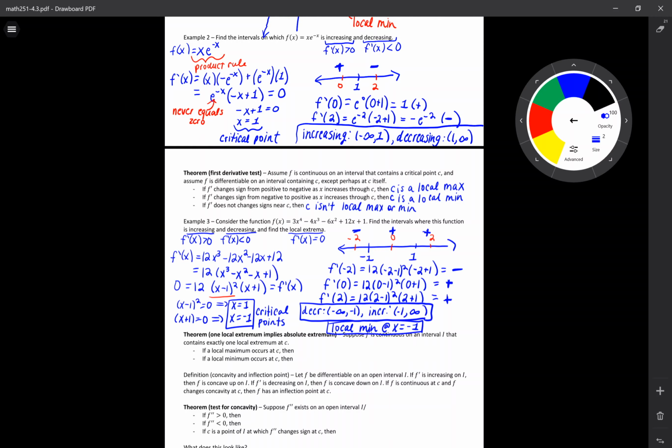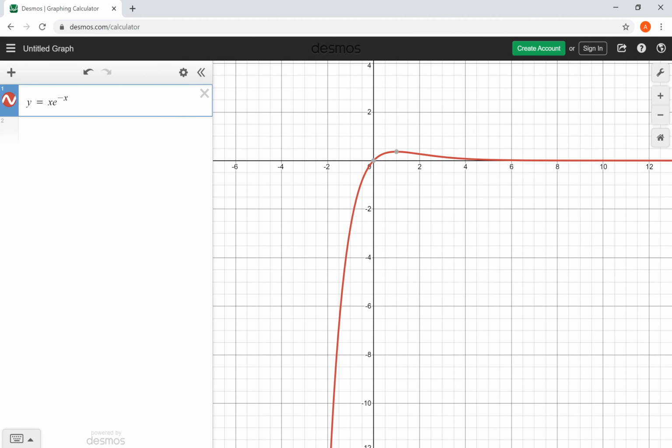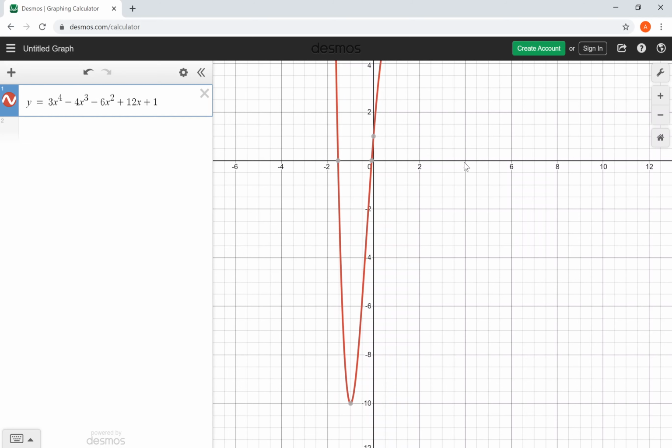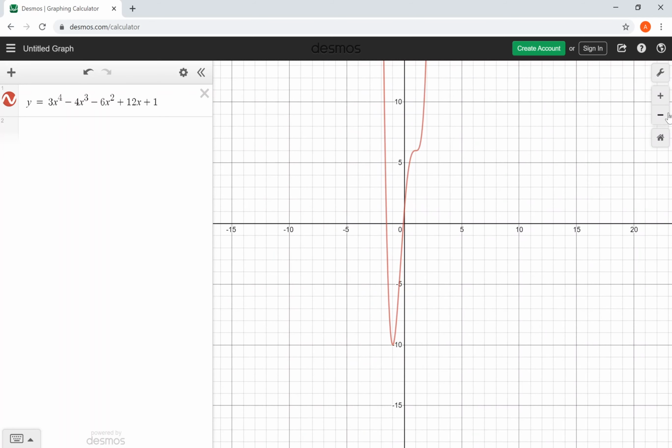It is pretty amazing that we can figure out all this stuff about our graph. So let's take a look at this function. That might be helpful here. So if I graph the function, let's see, we have y equals 3x to the power 4 minus 4x cubed minus 6x squared plus 12x plus 1. Okay, so here is our function in all of its glory.